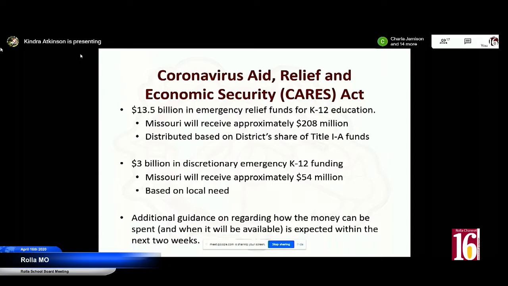Right now, it looks like there are 12 allowable uses for that. The 12th one is the most broad use, which is defined as other activities that are necessary to maintain the operation of and continuity of services in local education agencies and continuing to employ existing staff at the agency. So once we get more guidance on that, we can talk more about how we plan to spend those funds. But are there any questions regarding the CARES Act and how it may or may not affect our district?